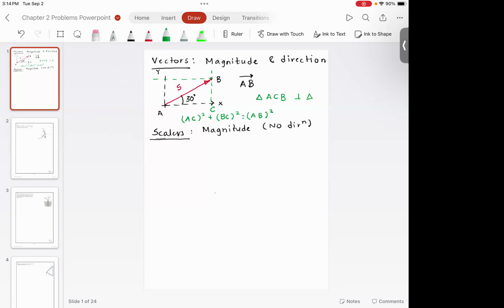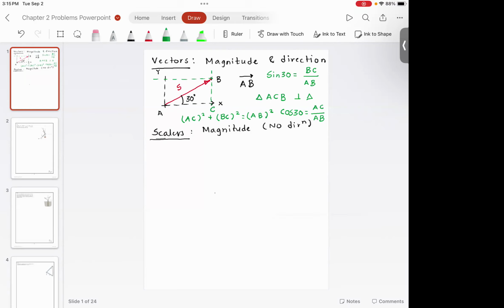You also studied sine and cosine relationship with the perpendicular right angle triangle. So if this is 30, sine 30 is equal to BC divided by AB. Do you agree with me? Cosine 30 is equal to AC divided by AB. Do you agree with me?